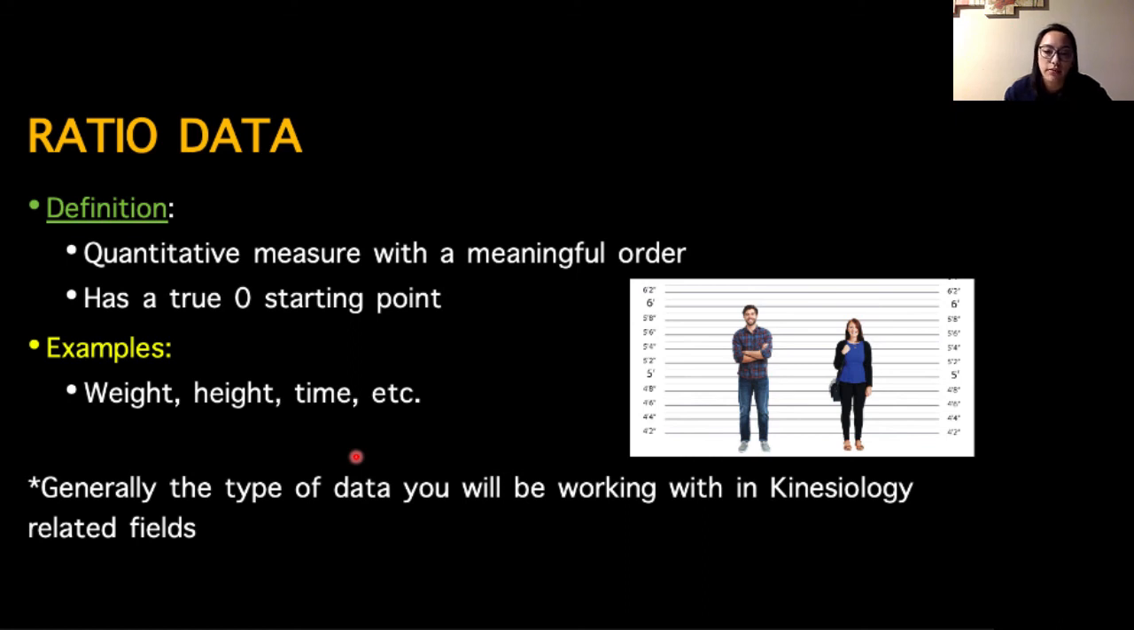Ratio data is the last type of data that we have in our parametric category. It's also quantitative with a meaningful order, but how it differs from interval data is that it does have a true 0 starting point. So either you're going to start at 0 and have positive values, or you'll start at 0 and have negative values, but you won't have both positive and negative. So examples would be weight, height, and time. You can also think distance, force, EMG recordings, which actually, nope, that's not a good example because you can have both positive and negative. So EMG would actually be a good example of interval.